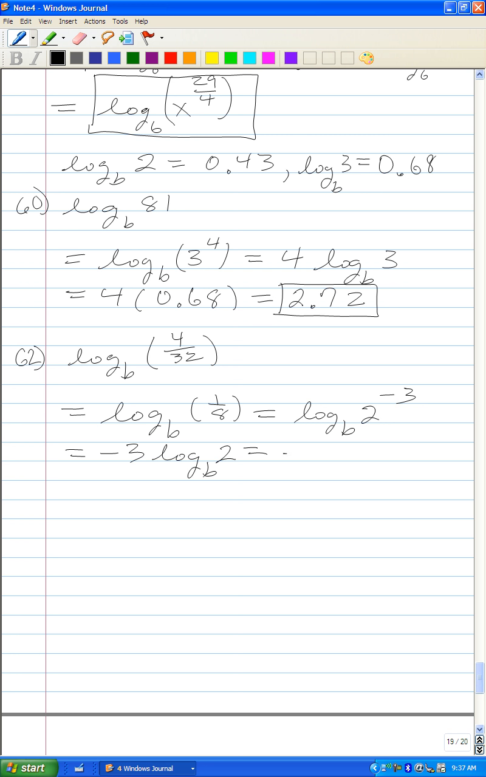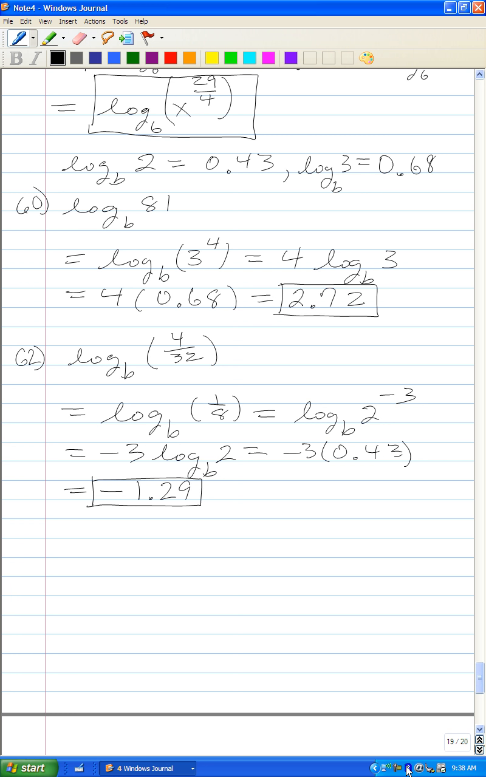But log base b of 2, we're assuming, is equal to 0.43. So let's multiply that out. And so you get here a negative 1.29. Let me actually plug that into a calculator, just to check. 3 times 0.43 is 1.29. Okay.